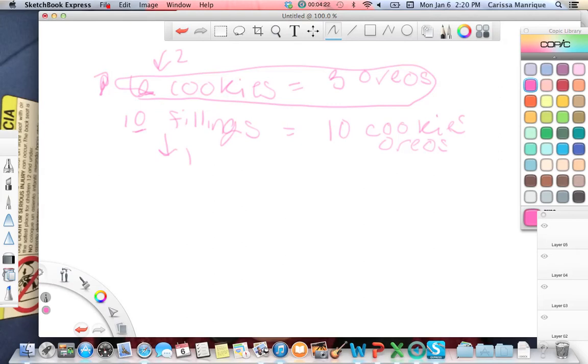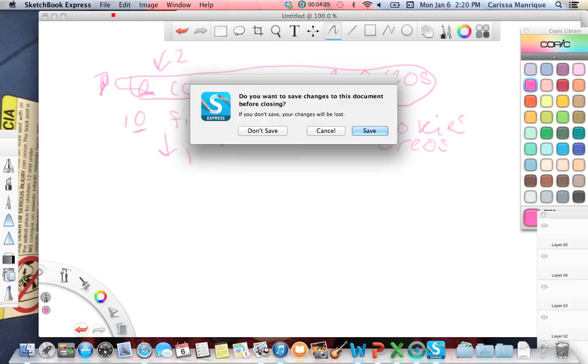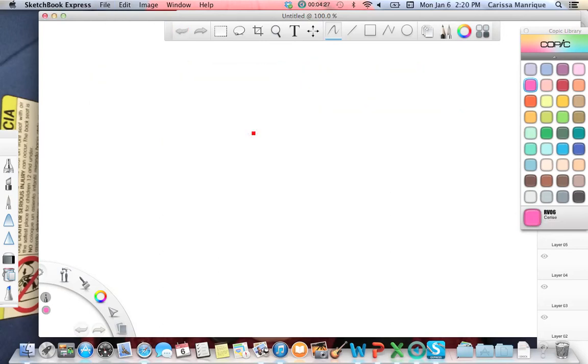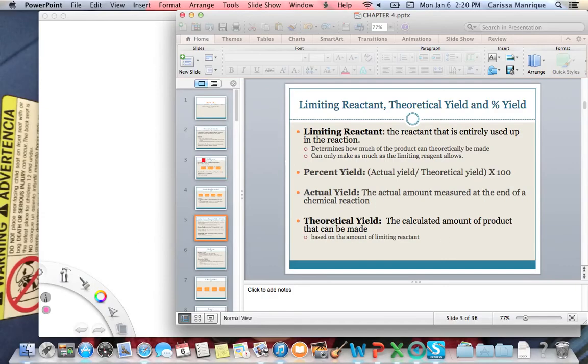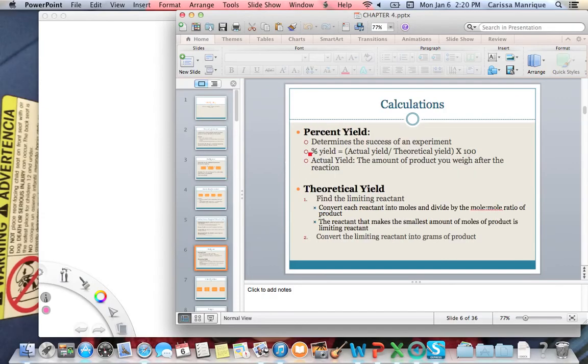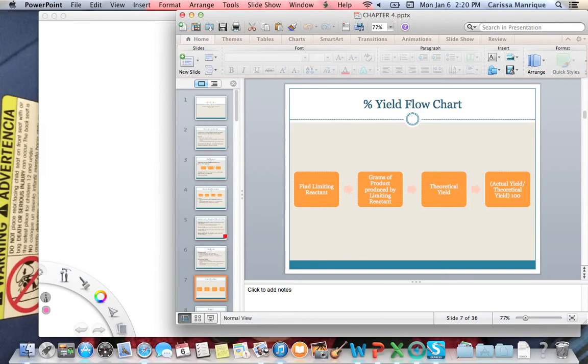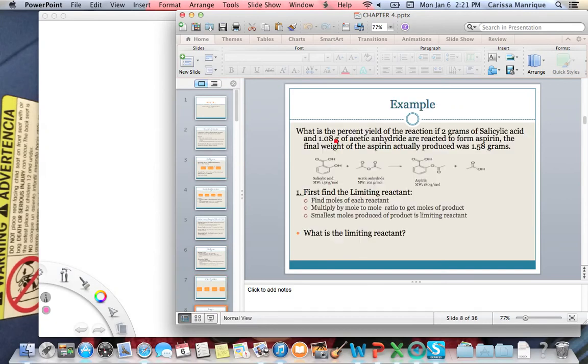So let's actually do a calculation. And this is going to be one of those gram to grams. Let's see what we have here. Oh, this is more defining. Okay, here's one here. Now this is something we would have in lab. We would mix salicylic acid with acetic anhydride, mix those together, and we would make aspirin. This is aspirin, like you would take for a headache or something.